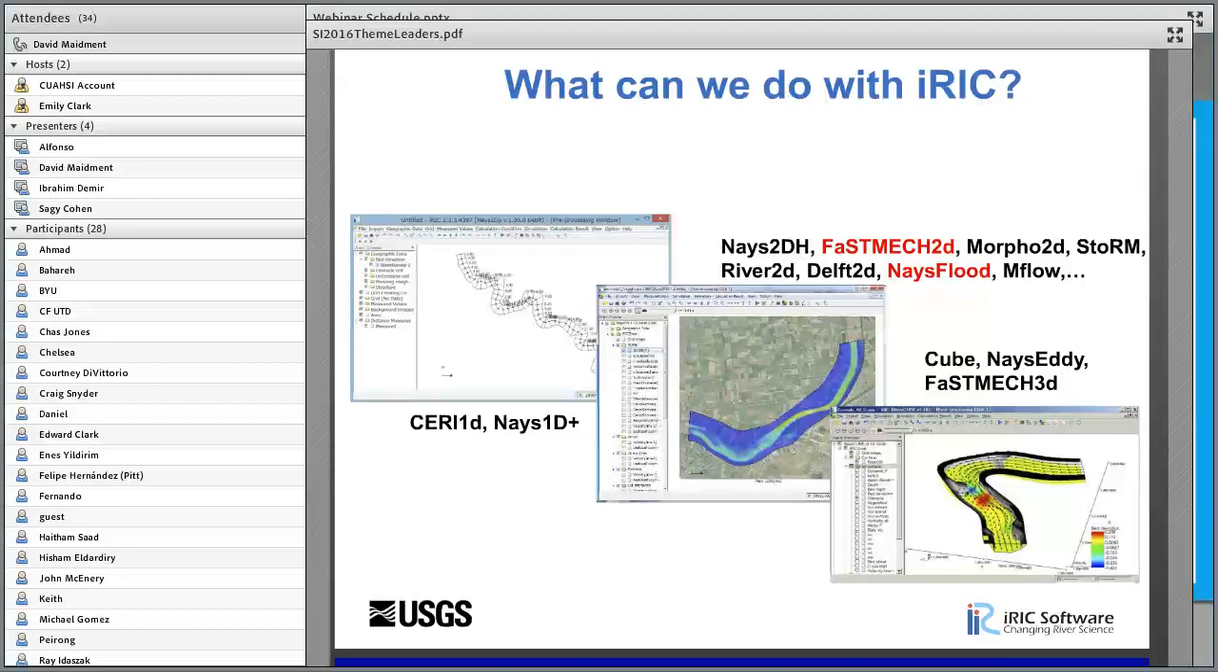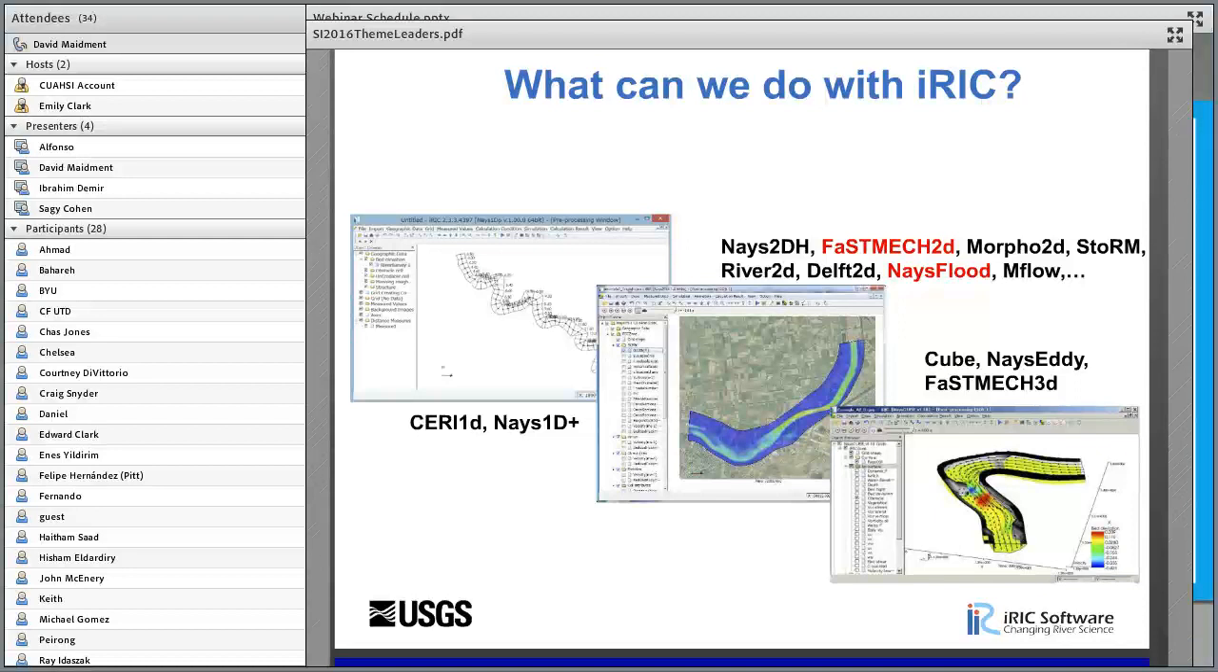In particular, we're going to work with two models called FaSTMECH 2D and Nays2DFlood. FaSTMECH is a steady state model, and Nays2DFlood is an unsteady state model. And Jonathan is going to come to the Summer Institute and help to teach how these models can be used. So this will be a sort of training exercise for numerical hydraulics.